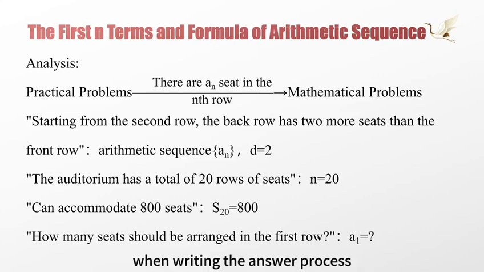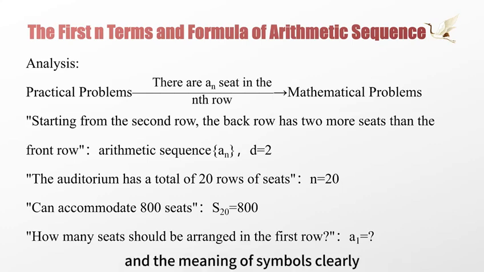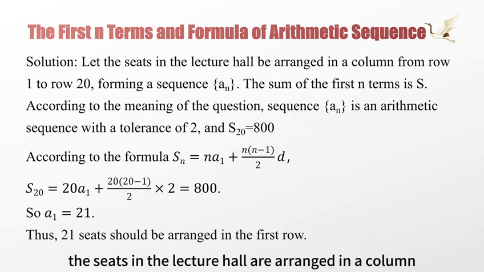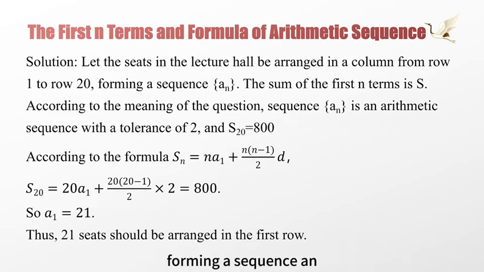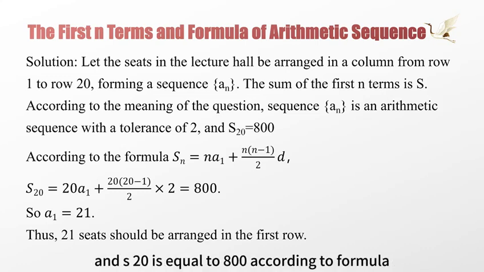When writing the answer process, everyone should first explain the process of problem transformation and the meaning of symbols clearly. The seats in the auditorium are arranged in a column from row 1 to row 20, forming a sequence {a_n}. The sum of the first n terms is S_n. According to the meaning of the question, the sequence {a_n} is an arithmetic sequence with a common difference of 2, and S20 is equal to 800.